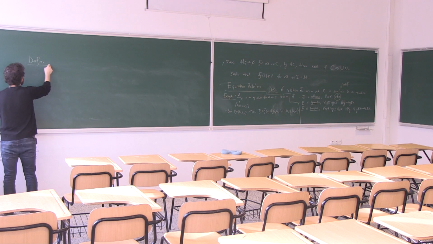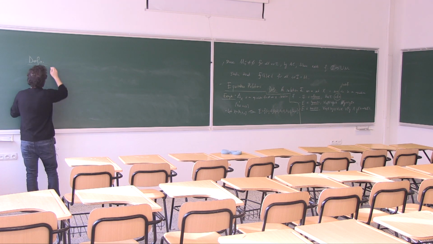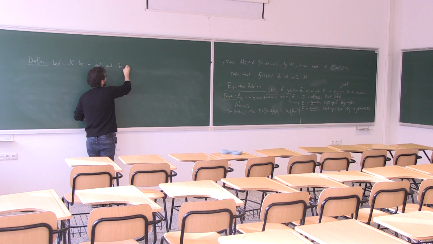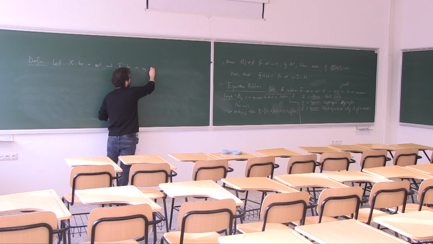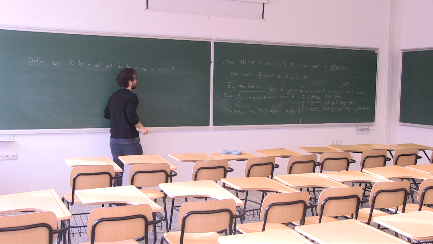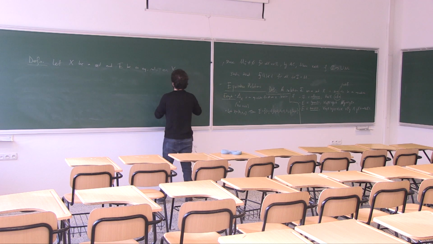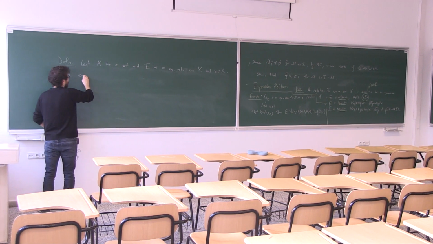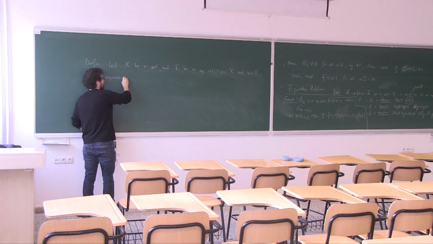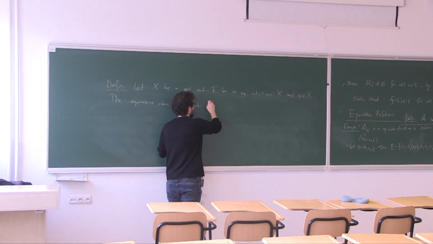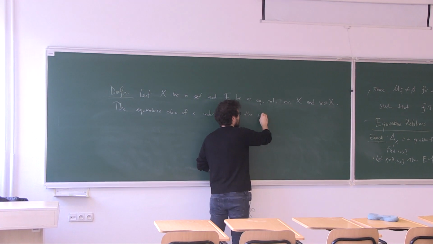In order to do that, we need to talk about equivalence classes. Let me make the definition. Let X be a set and E be an equivalence relation on X. And let's fix an element of X. The equivalence class of little x under E is the set.